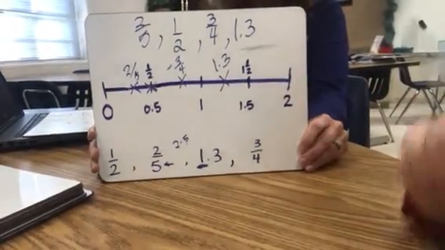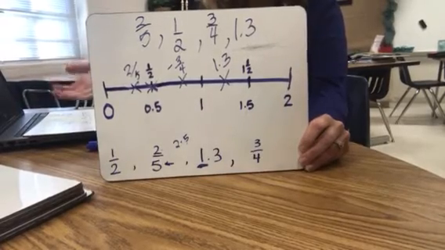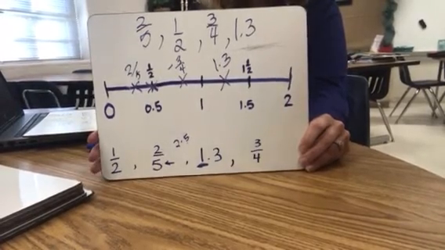Great. So you just saw 2 different ways that we could demonstrate that we understand how to order decimals from least to greatest. Have a good night.